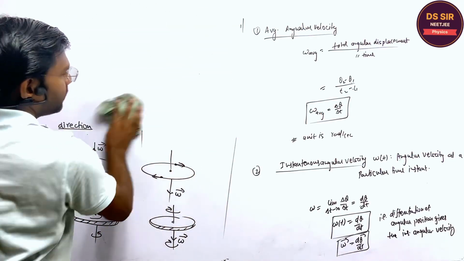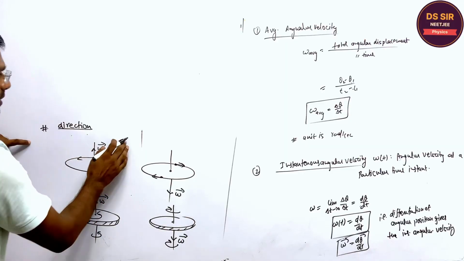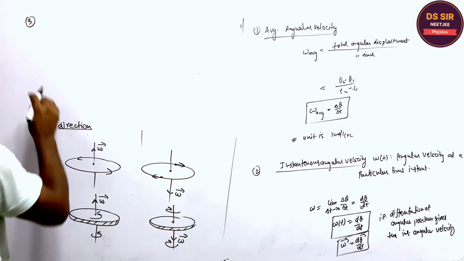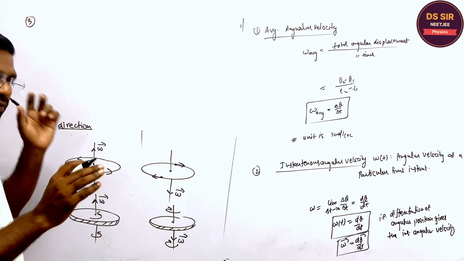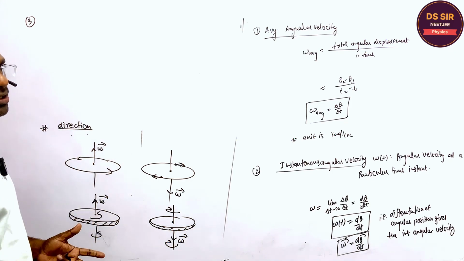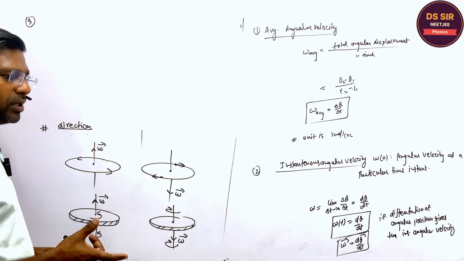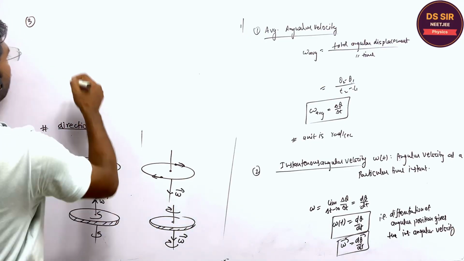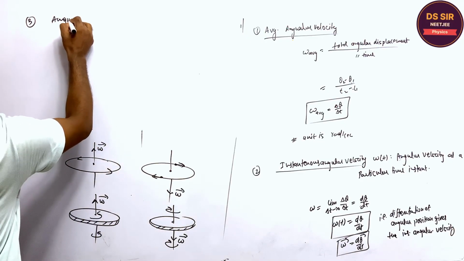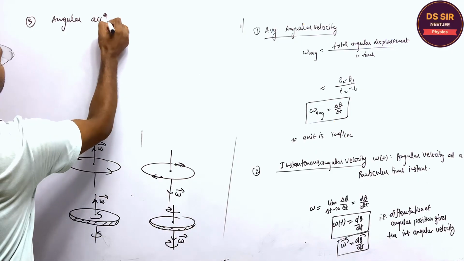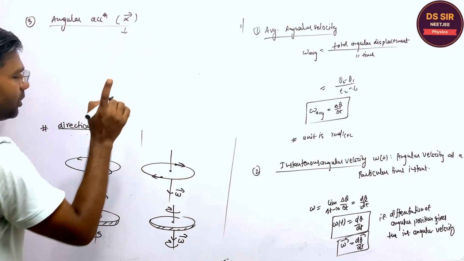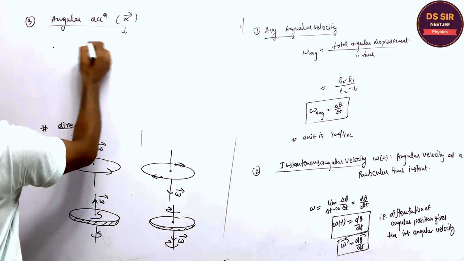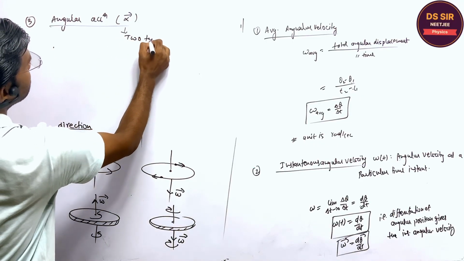Now the second thing is the angular acceleration. First, it is very much similar to the kinematics: displacement, velocity and acceleration. In the same way, angular displacement, angular velocity, and now angular acceleration. The angular acceleration is represented by alpha. This is again of two types. First, the average.